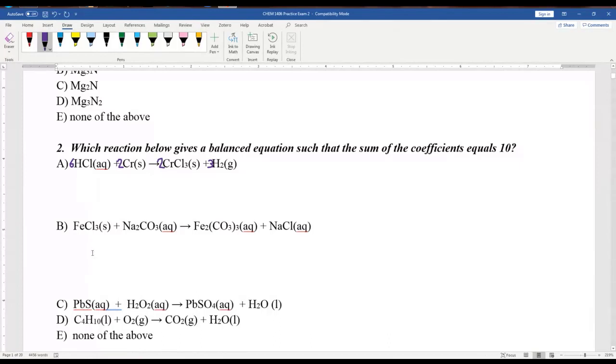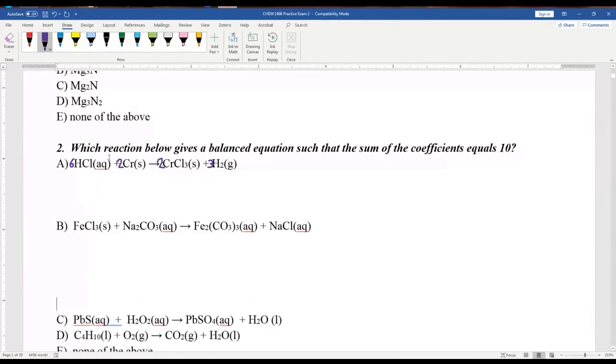All right, for this next one, I have several different elements. I'm going to go ahead and list out my elements on each side. I have Fe, Cl, I have Na, I have carbon, and I have oxygen. I'm going to list out the same elements in the same order so I can keep track of them more easily. Fe, Cl, Na, C, and O.